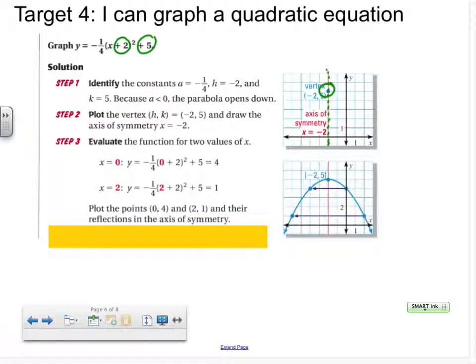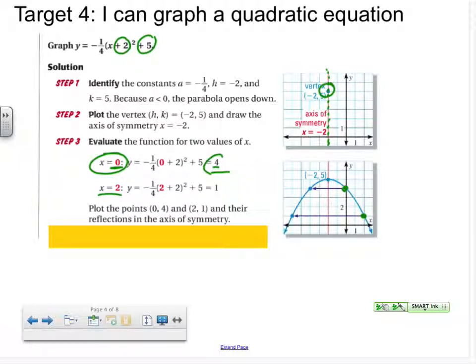All right. And then we're going to plug in a couple values so we can get some more points. Always easy to plug in 0. If you plug in 0, you got negative 1/4 times 2 squared. 2 squared is 4. Negative 1/4 times 4 is negative 1, plus 5. That's where the 4 comes from. So at x equals 0, y is 4. 0, 4 right there. And then you plug in 2, work that out. At x equals 2, y is 1.